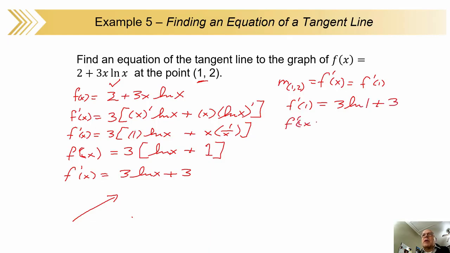So our slope is the natural logarithm of 1. Remember, this is talking about what the exponent is. If you take e to some power, you get 1. What's that? What's 0? So this is just 3 times 0 plus 3. So the slope at 1 is a 3. Now we want the equation of the tangent line. So we'll go back to our point slope form.